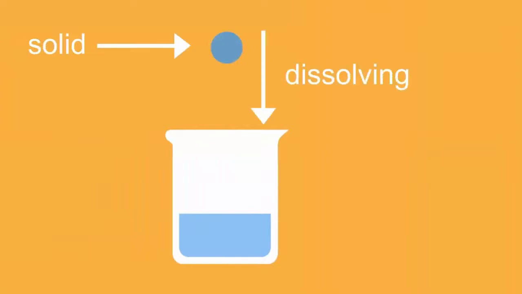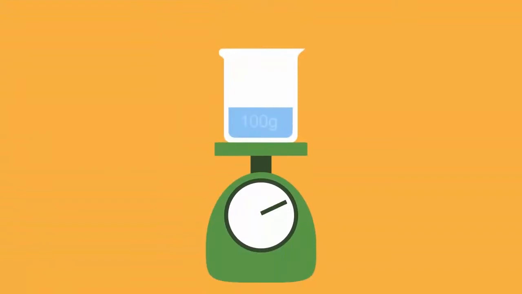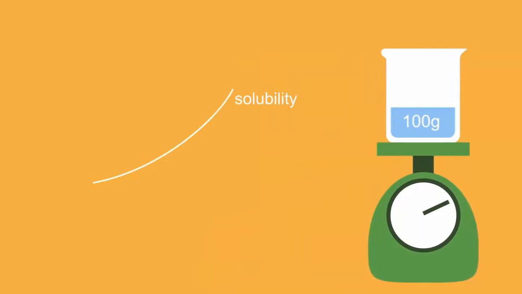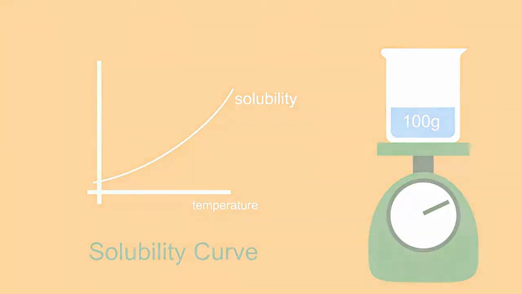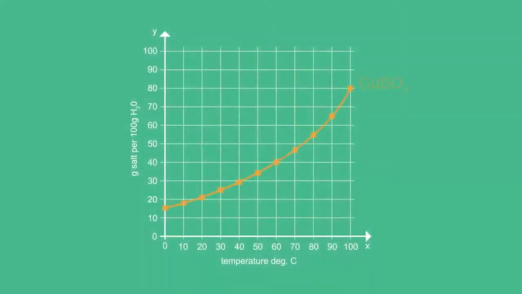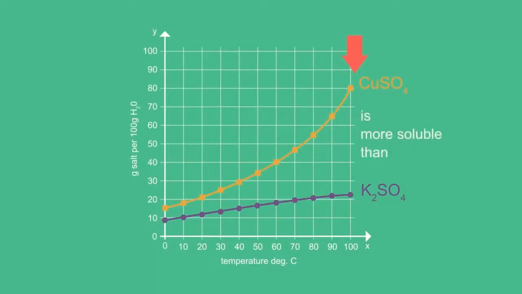This observation is only applicable to a solid dissolving in a liquid. We can measure how much of a given salt can dissolve in 100 grams of water at a certain temperature. We can plot solubility as a function of temperature to give a solubility curve. Here are solubility curves for copper(II) sulfate and potassium sulfate. We can see that for all temperatures, copper(II) sulfate is more soluble than potassium sulfate. From a solubility curve, it is also possible to find solubility at a certain temperature.